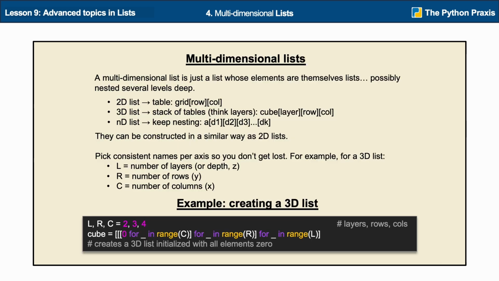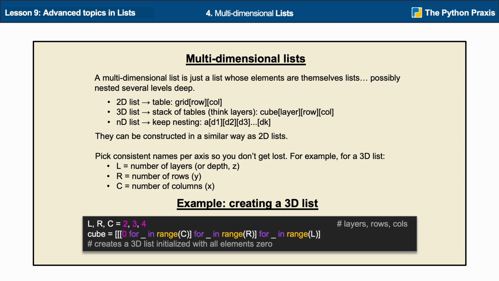Knowing what is a two-dimensional list and how we can create or modify one, we can also create and handle a list with 3, 4, or more dimensions depending on our needs. A multi-dimensional list is just a list whose elements are themselves lists, possibly nested several levels deep. Two-dimensional list is a table with rows and columns. Three-dimensional list is a stack of tables with layers, where each layer has rows and columns, and so on for more dimensions. They can be constructed in a similar way as two-dimensional lists.